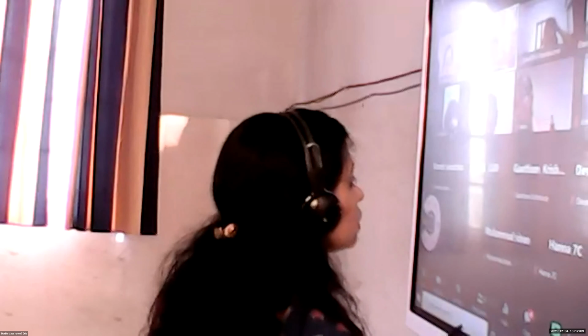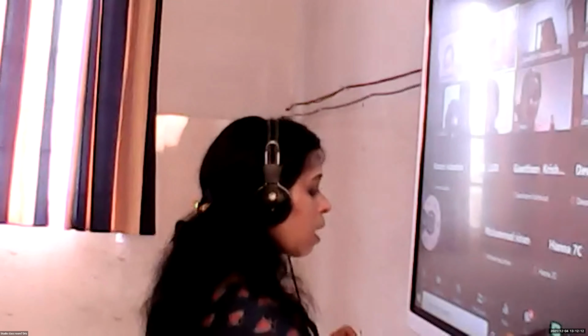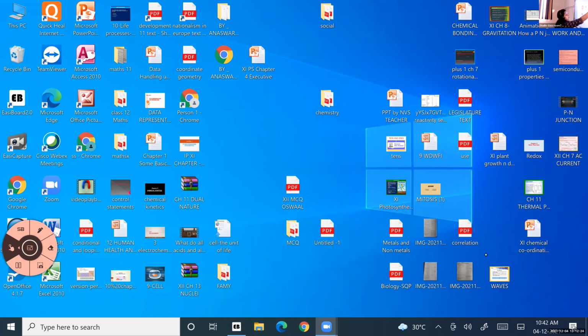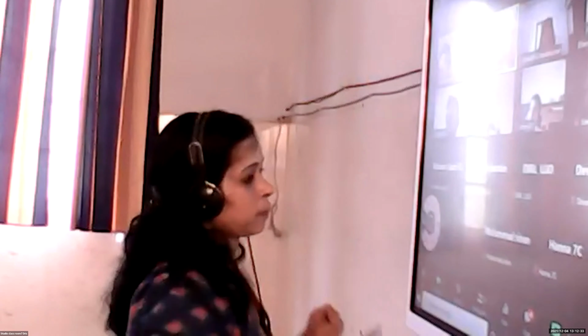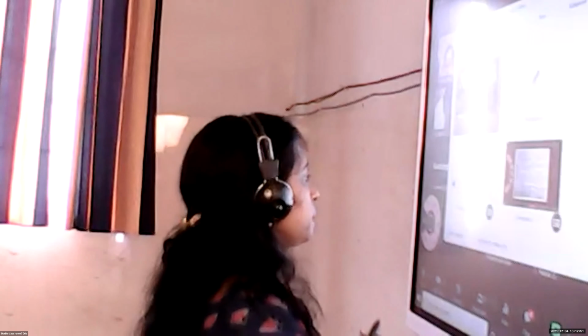So three important elements of a right angled triangle are what? Hypotenuse, then base and altitude, isn't it? Hypotenuse, base and altitude. So we are going to study the congruence criteria of right angled triangles, how to compare right angled triangles. So by using this RHS congruence criteria, you can compare two right angled triangles. Let us see.